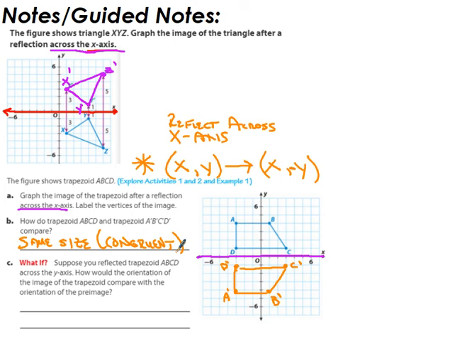So now let's suppose we reflect the trapezoid ABCD across the y-axis. How would the orientation of the image of the trapezoid compare with the orientation of the pre-image? Orientation means which direction it's facing. So if I reflect this original pre-image across the y-axis, we're just going to flip it across the y-axis. Well, it's going over the y-axis, and that's okay. If this y-axis is my line of reflection, this is my mirror, right? So I'm still going to do the same process.